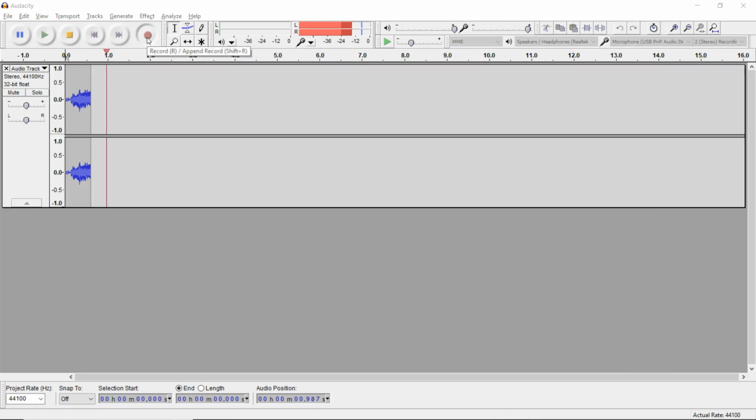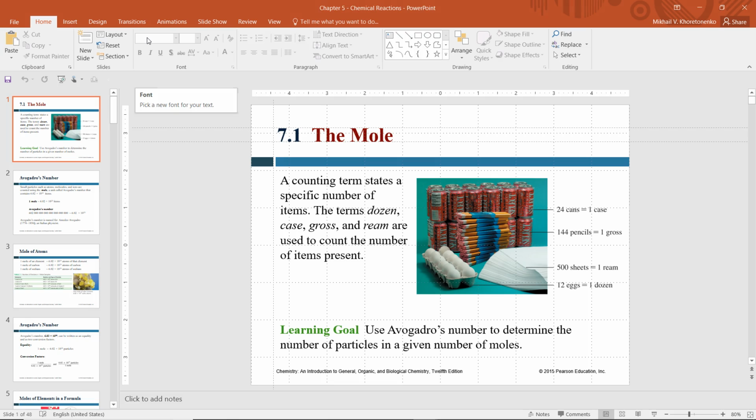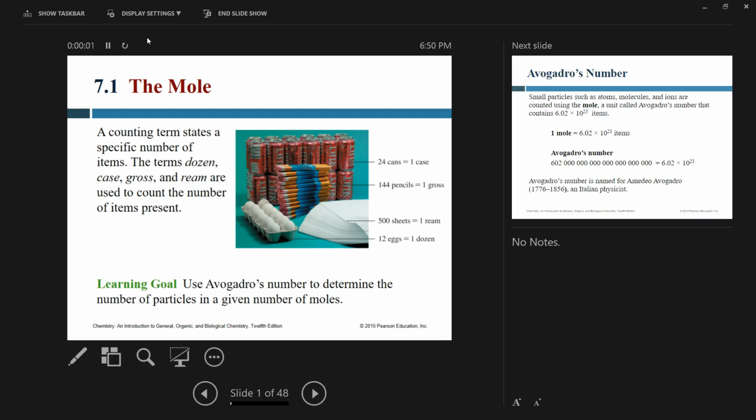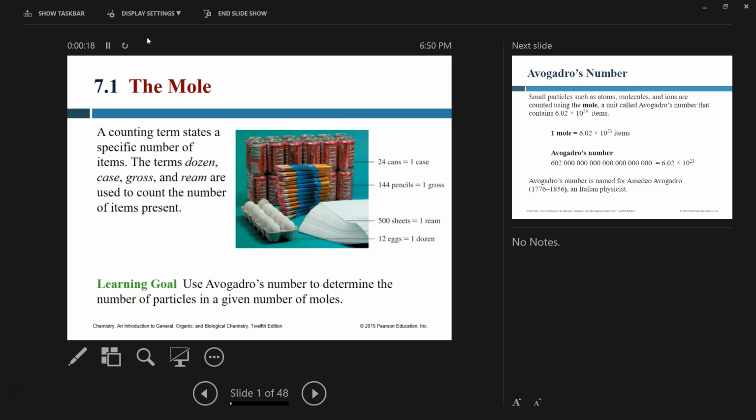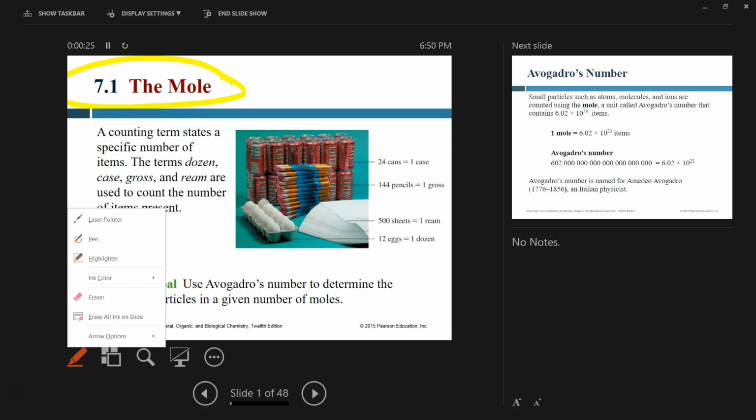Okay, we are moving on to finally talk about one of the foundational concepts in chemistry. The concept of the mole and how to calculate the amounts of chemicals that are used or produced in the reaction. This term, the mole, has nothing to do with the animal. Okay?